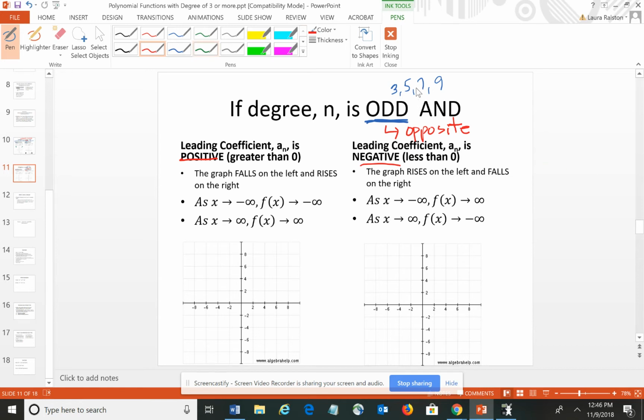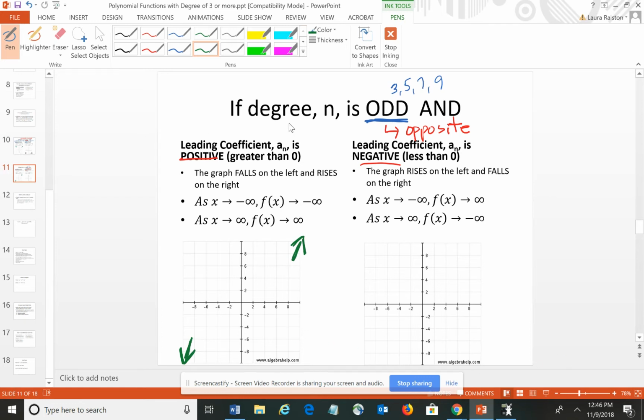For a degree that is odd and the leading coefficient is positive, the graph, as it gets further and further away from 0 towards negative infinity, it falls or goes down to negative infinity. As it goes out to positive infinity, it goes up or rises on the right. We say it falls on the left, rises on the right. As it goes to negative, it goes down. As it goes to positive, it goes up.